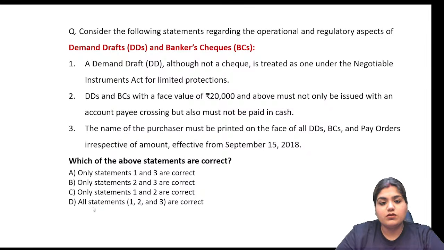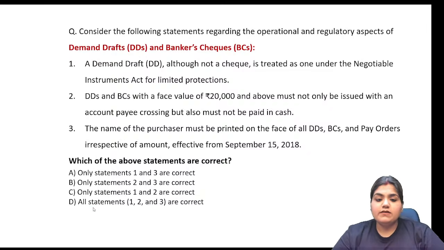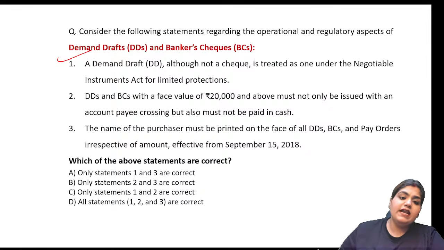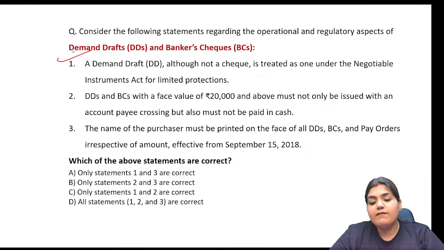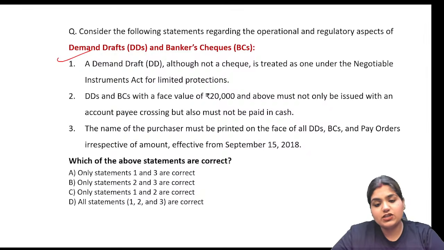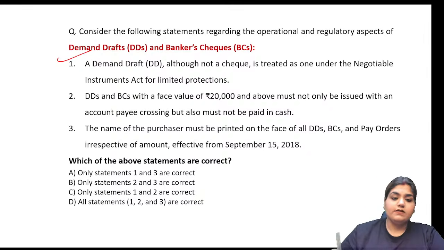Next question. Regarding DD and BC. A DD is not a cheque but is treated as one under the NI Act. Yes, it is. DD or BC above the face value of 20,000 must not be issued in cash. It must not be. Again, correct.